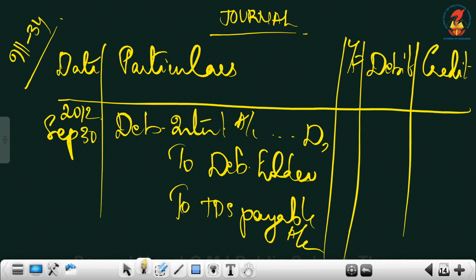Debenture interest is computed on the total face value, that is 2,000 into 100 into 12% is the rate of interest. Consider the time period always, that is into 6 by 12. So 2 lakhs into 12% we got 24,000. Half means the debenture interest is actually 12,000.